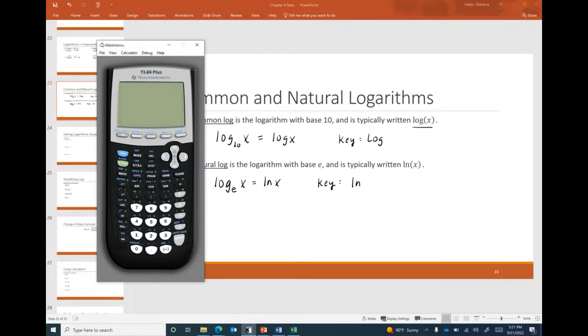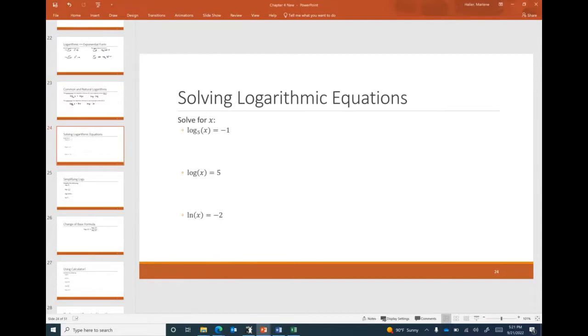Okay, let's look at evaluating. Let's see, is that what's next? No, now let's talk about solving logarithmic equations.